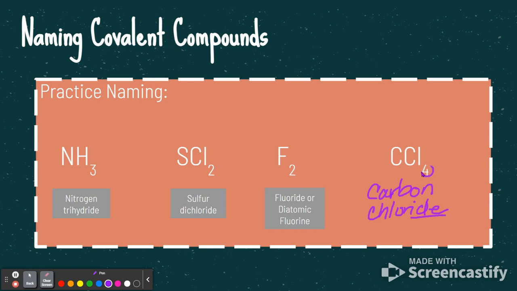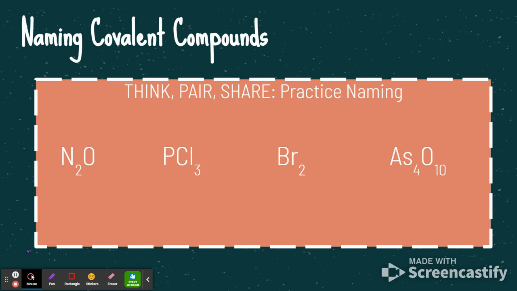Here we're going to use a 4 prefix to recognize that we have 4 chlorines. We're going to call this tetra. Okay, carbon tetrachloride would be the final name for that one. All right, so we'll go ahead and put that up there. Make sure that you are spelling correctly and that yours look like mine. Okay, so I'm going to have you pause again, and I want you to try these on your own, and let's see how it goes.